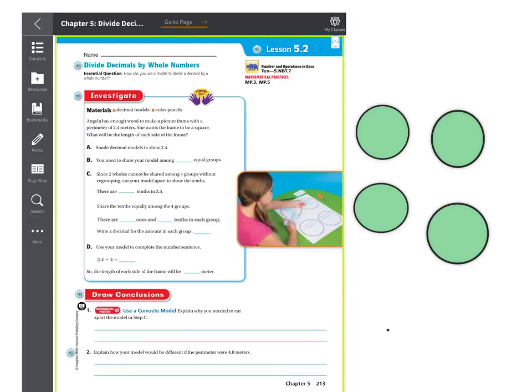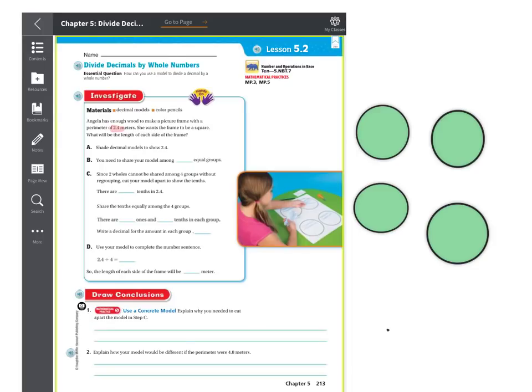Okay, boys and girls, this is 5.2, how to divide decimals by whole numbers using a model. So today we're going to look at this math problem. It's talking about how Angela has enough wood to make a picture frame with a perimeter of 2.4 meters. So she wants the frame to be square. What's going to be the length of each side of the frame?